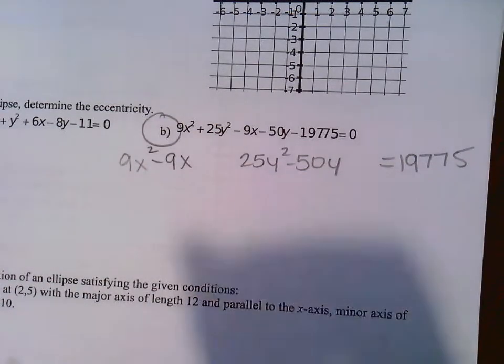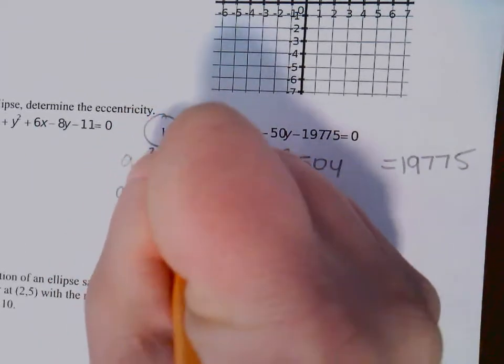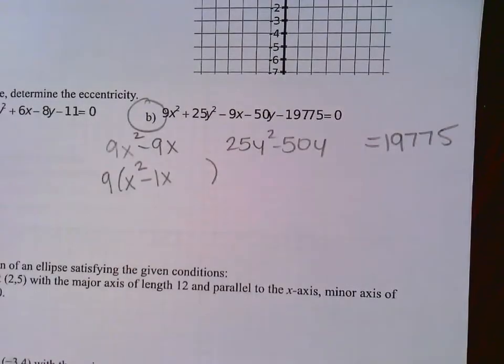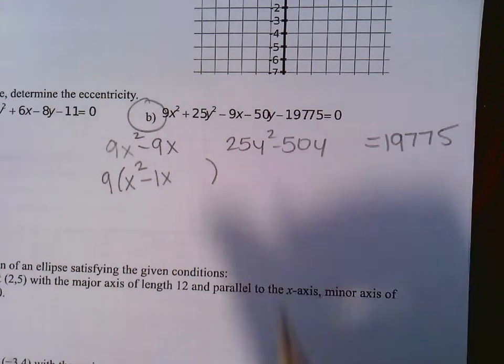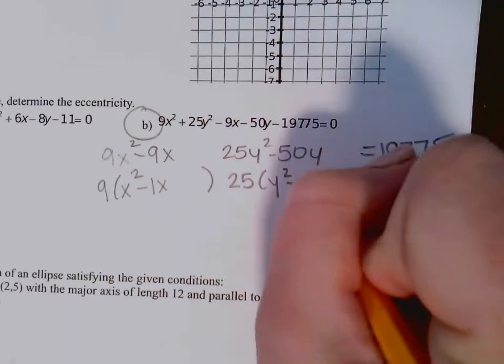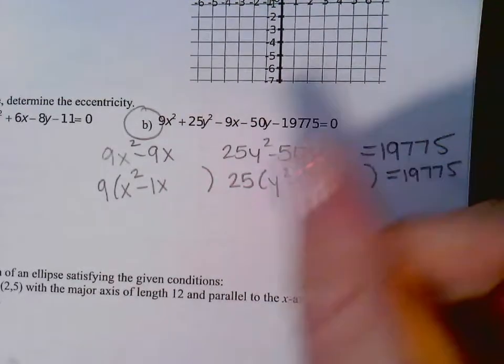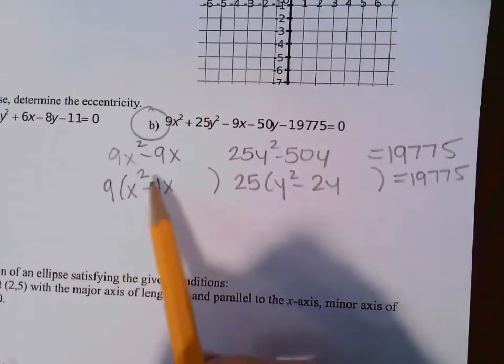So I'm going to factor out a 9. That will give me x squared minus 1x. And now I need to complete that square, and that is not going to be a nice square to complete. So I apologize. And then I'm going to pull out a 25, y squared minus 2y equals 19775. Because do you see what I'm saying? This is not going to be a nice square to complete.